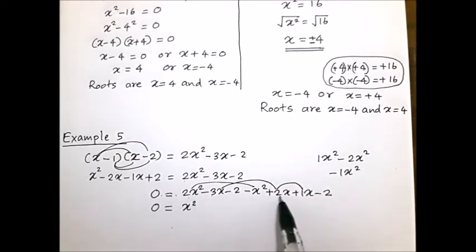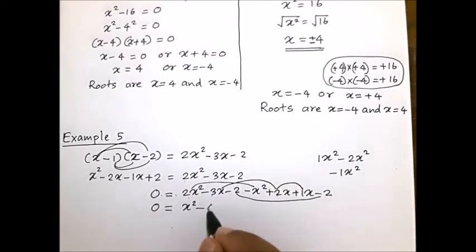Here minus 3x and here plus 3x are cancelled. Then minus 2 minus 2 is minus 4. Only x squared minus 4 remaining. Now you can factorize this one. Minus 4 can be written as 2 to the power 2.